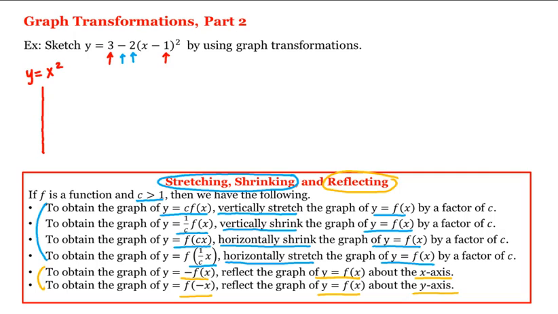So let's say that this is the y-axis, and this is the x-axis. Y equal to x squared looks like this, where this point here is 0, 0, the origin. We also have that 1, 1 lies on the graph, as well as negative 1, 1.